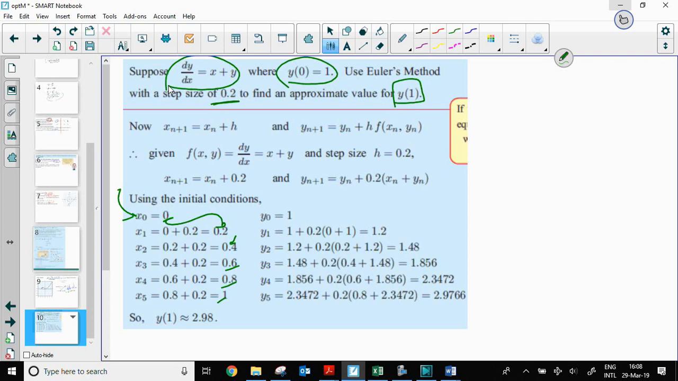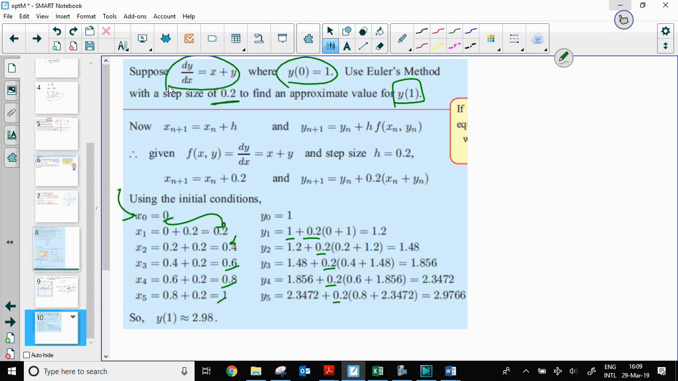So in this problem, it didn't tell us how many steps to use, but we can easily work that out because we want to get from 0 to 1, and the step size is 0.2, so obviously we're just going to use 5 steps. As for the y values, we start with 1, and then using the formula, our next y value is going to be 1 plus 0.2, that's our h, and notice that that doesn't change in any of the other lines. H is never going to change.